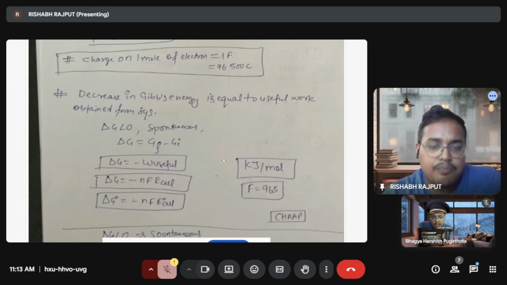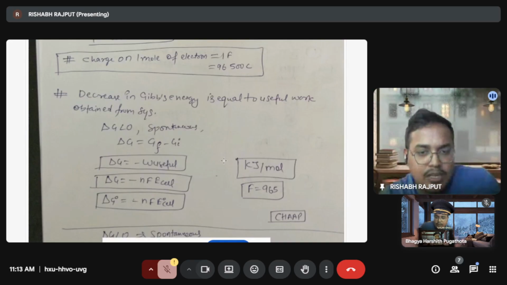In thermodynamics, you know the Gibbs energy definition. We can say it is a useful work, from your formula. If you know that formula, you can understand. If you go into thermodynamics after the 12th syllabus, I will teach you this thing.